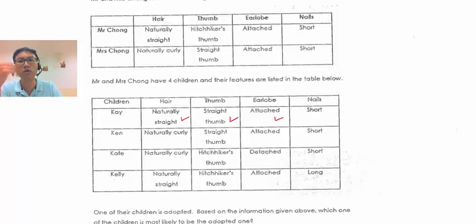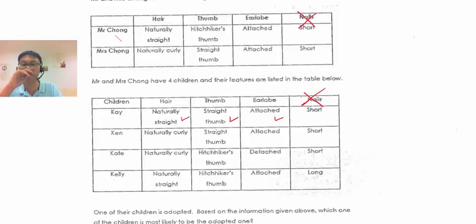Now, let's think about nails. Whether I have long nails or short nails, do I inherit that from my parents? I don't think so, because the length of your nails depends on whether you cut your nails or not, and your nails can grow. So I'm going to ignore the nails because it doesn't mean anything at this point. Okay, so let's not look at nails.